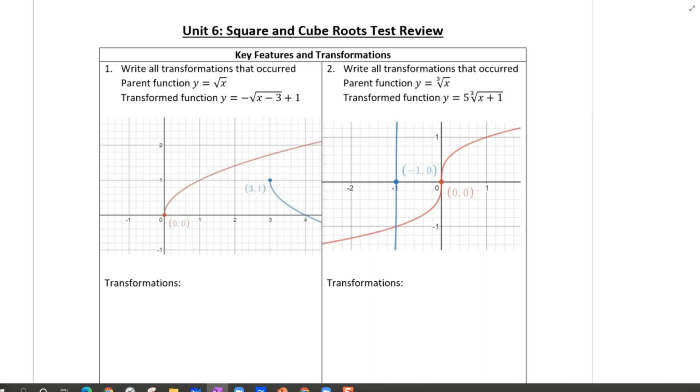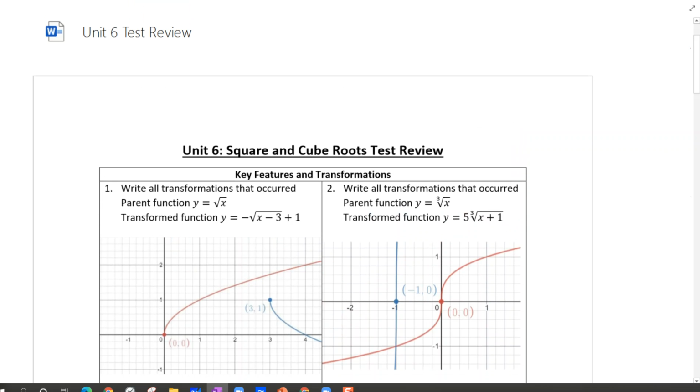All right, so write all the transformations that occurred. So first of all, transformation formula: y equals plus or minus a, whether it's square root or cube root, of x minus h, plus k. The negative sign reflects across the x.